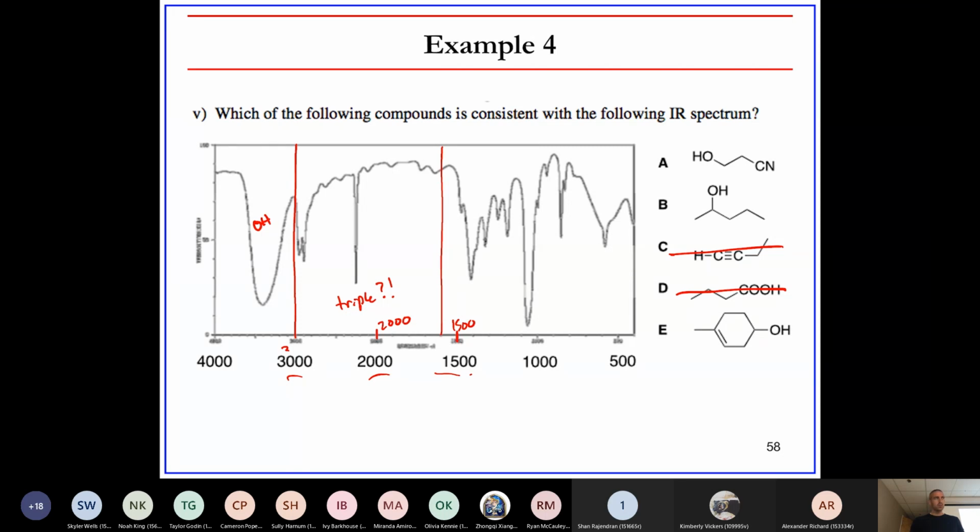So B is probably out. No triple bond there. E has a double bond. We don't really see anything where we expect to see a double bond. But that one has a carbon-nitrogen triple bond right there. So that's probably it, A. Right? And then the rest of the spectrum makes sense.